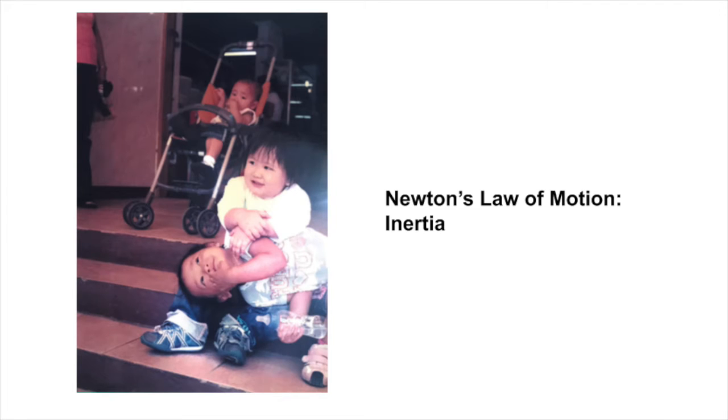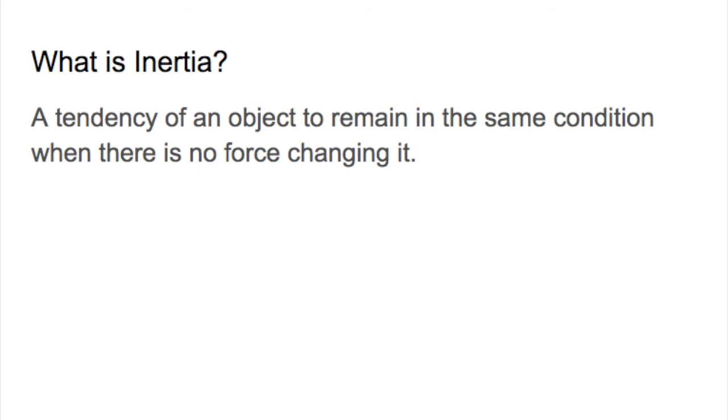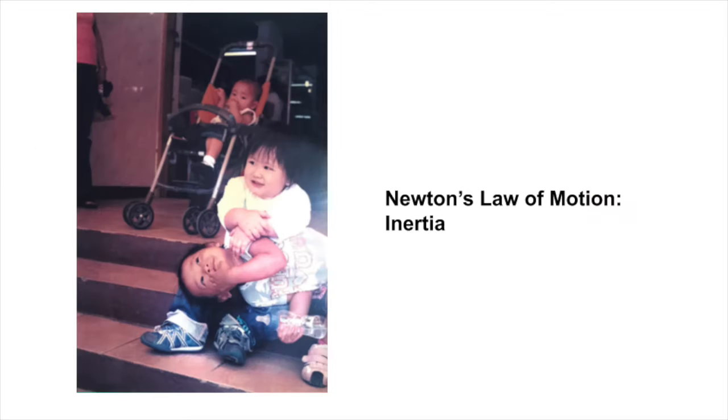In this next picture, we can see the law of inertia. First of all, inertia is the tendency of an object to remain in the same condition, either moving or at rest, when there is no force changing it. As you can see, my cousin is leaning on me. And if she doesn't stand up, I will not be able to stand up either, because of her force or motion that keeps me in place.